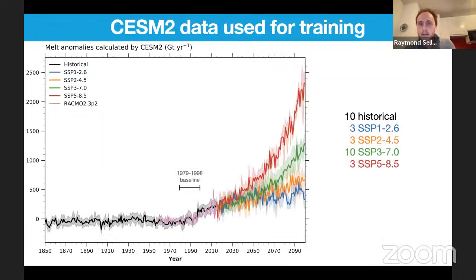And the CESM2 data I use for training are 10 historical simulations, 3 SSP 1 to 2.6, 3 SSP 2 to 4.5, 10 SSP 3 and 3 SSP 5.